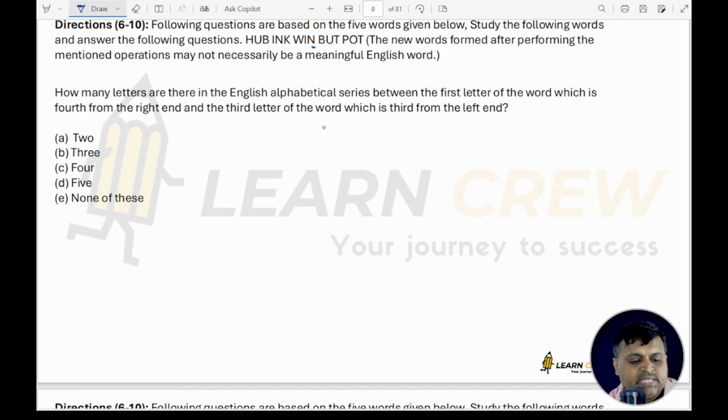Okay, so it is asked for between N and I. Between N and I, how many letters are there in the alphabet? So it is J, K, L and M. So the answer is 4.